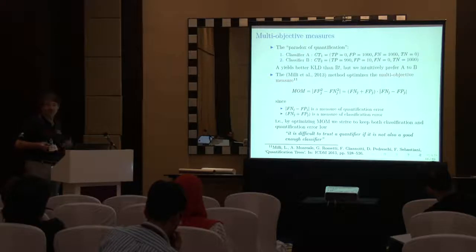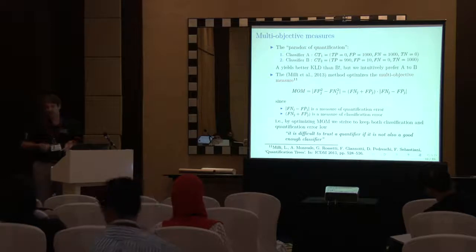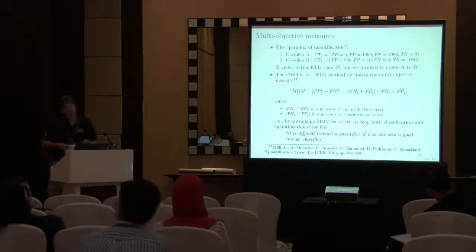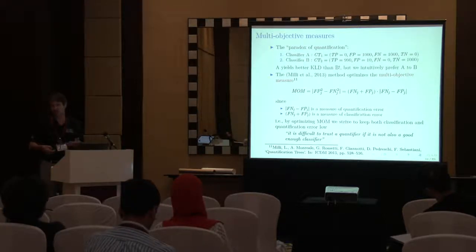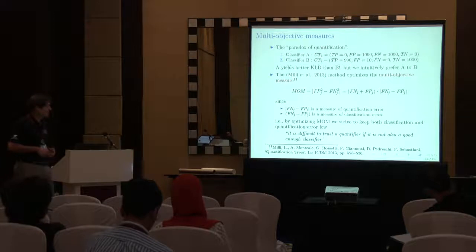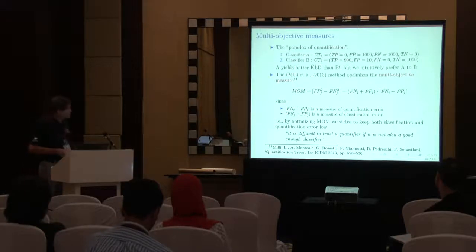So a multi-objective measure encodes the fact that we want good quantifiers, but we only want to restrict our search to quantifiers that are reasonable classifiers as well. And there is also, as I said, another paper which has recently appeared, which uses a different multi-objective measure, but the very idea is pretty much the same.